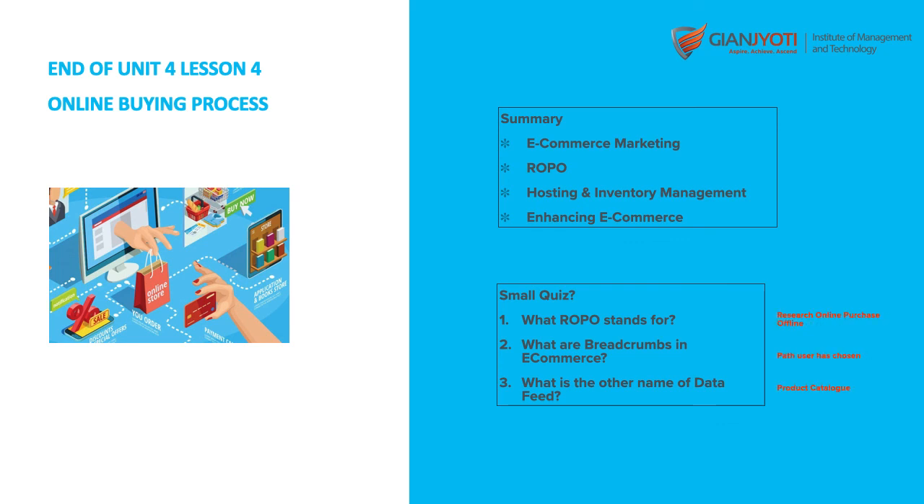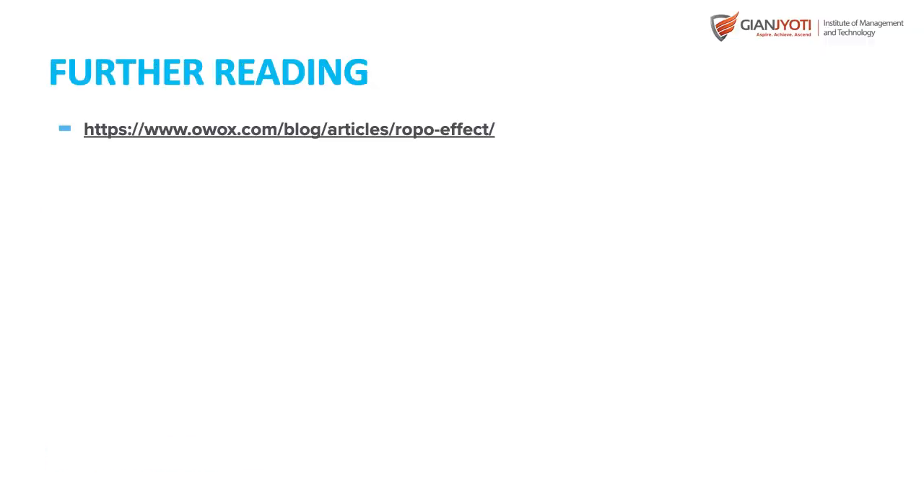The answer to the first question, ROPO stands for research online, purchase offline. What are breadcrumbs? This is the path the user has chosen, in terms of the hierarchy. The other name of data feed is the product catalog. So that is all from my side. And if you want to do some further reading, this is a good article on the ROPO effect. Very, very good article and worth reading.